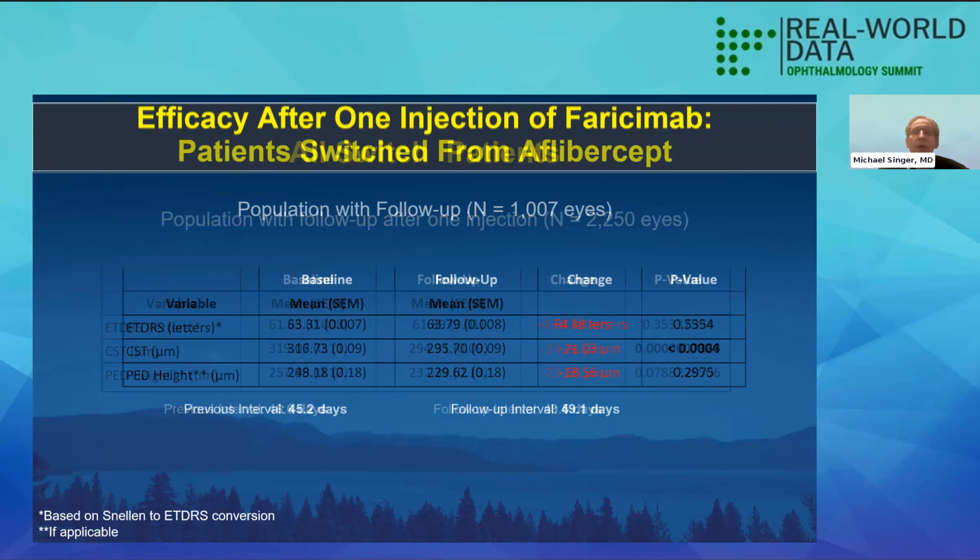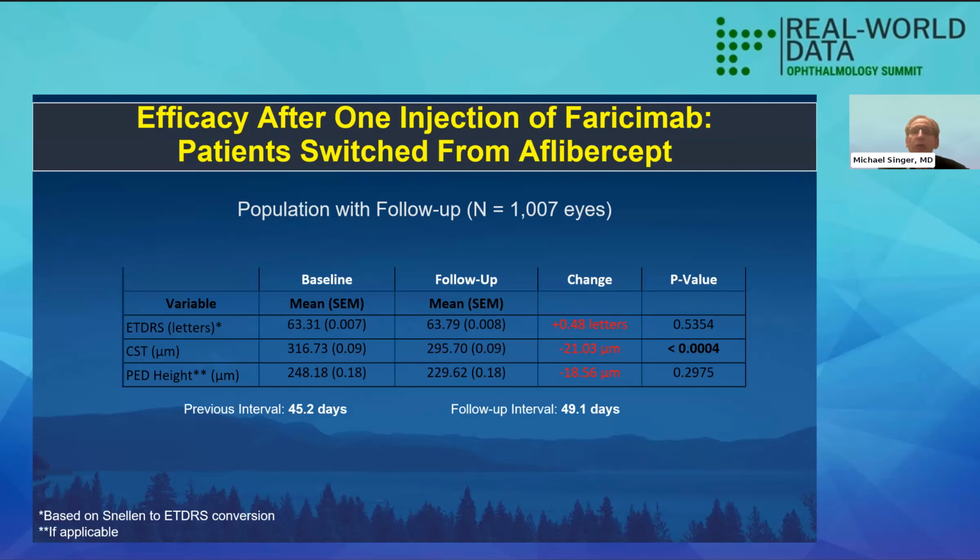If you break the switch patients down to aflibercept, which was what people typically jump from, you can see as well that faricimab was able to gain vision, decrease CST, and decrease PED height. In addition, the interval is slightly longer than before they were treated. Initially 45 days, and it goes up to 49 days.